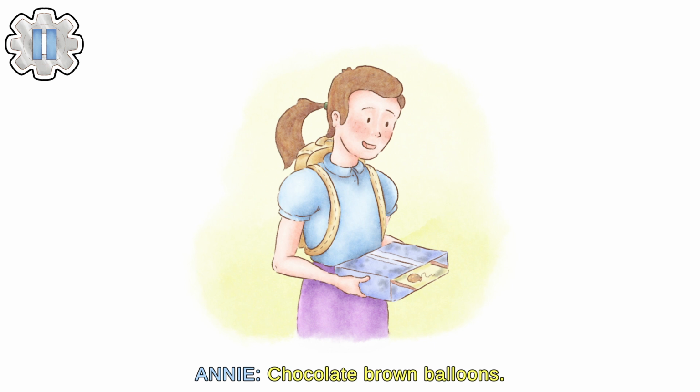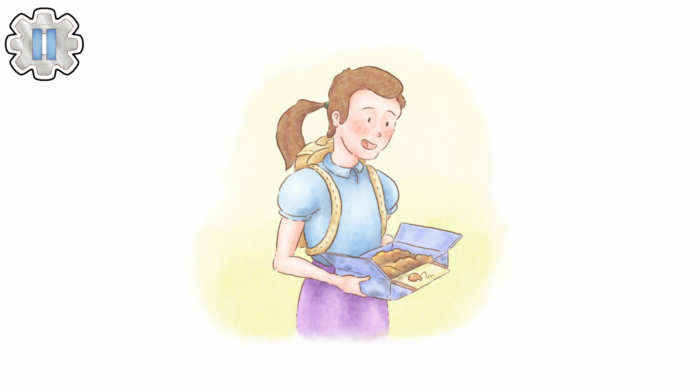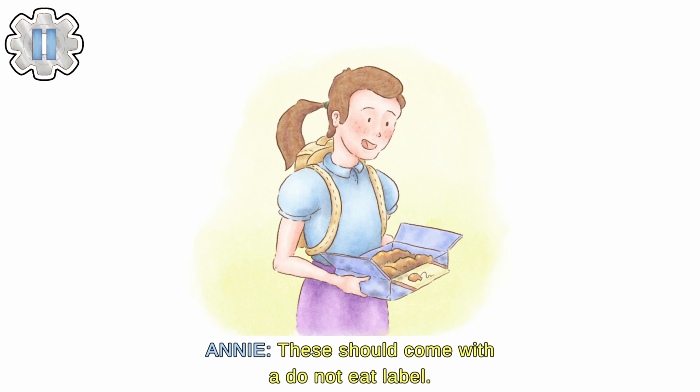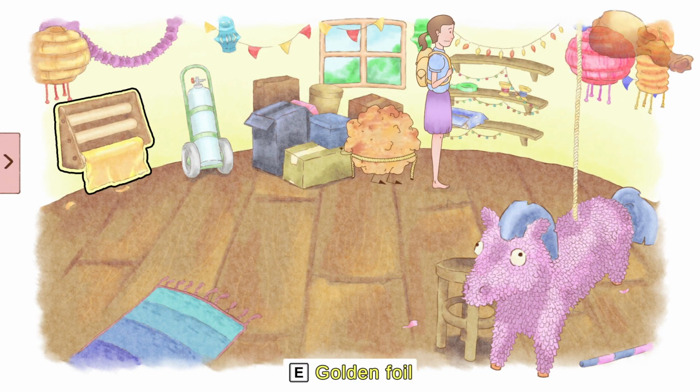Chocolate brown balloons. Annie opens the box and picks out a deflated balloon. These should come with a do not eat label. Chocolate brown balloon. Deflated. Added to backpack.